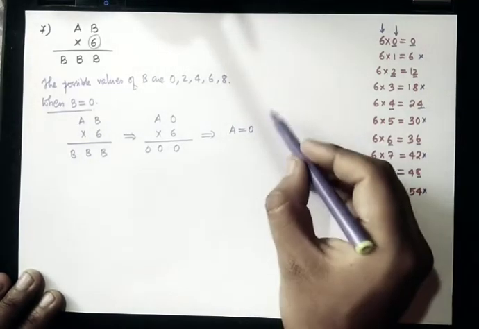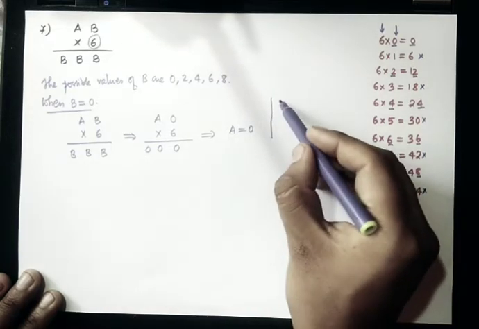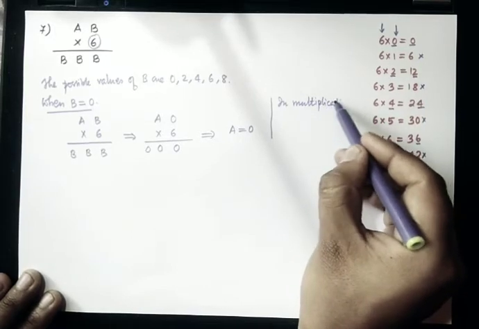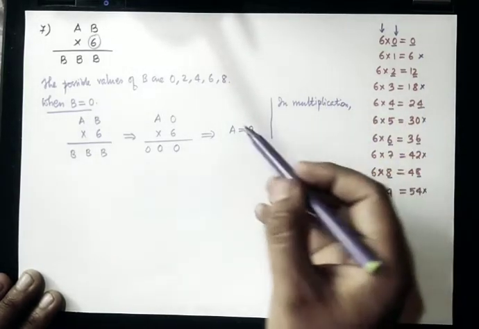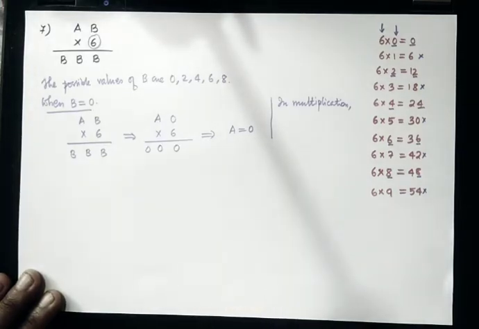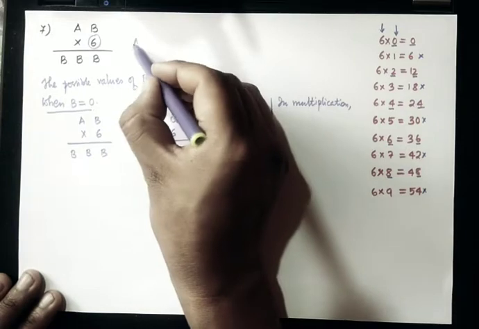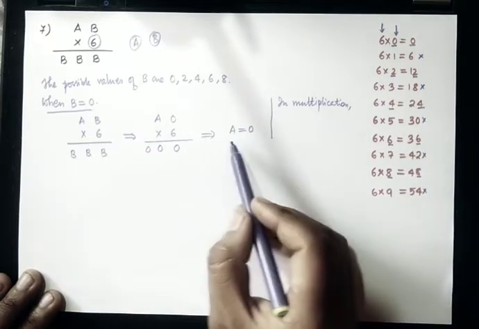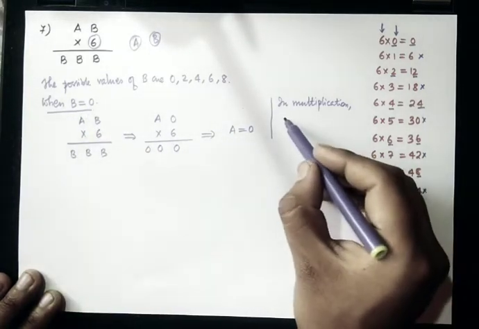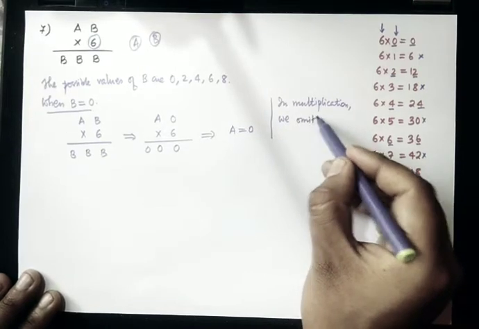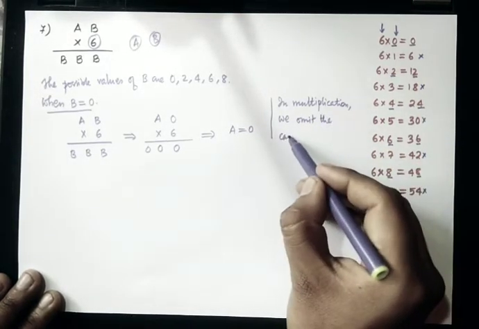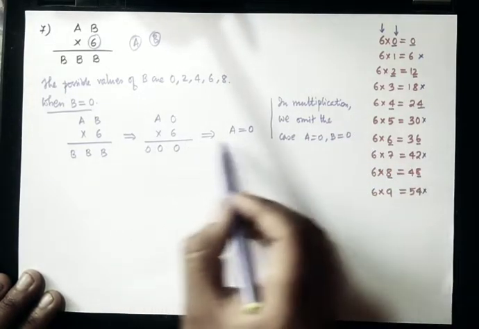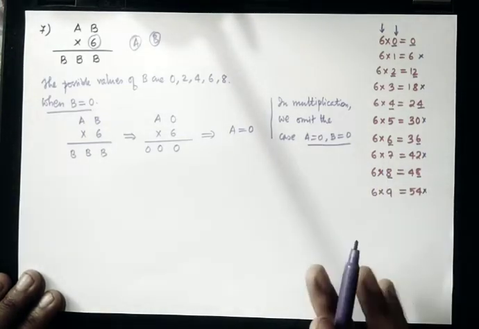In multiplication, what we generally do is we'll try to omit the cases where both answers are 0. For example, here the only unknowns are A and B. We don't have any other unknown, and both the values are coming to be 0. A is also 0 and B is also 0. So we omit the case A equals 0 and B equals 0. I will not say that this is my answer.